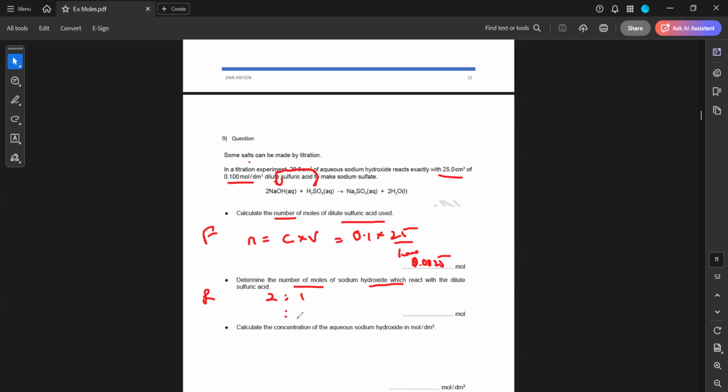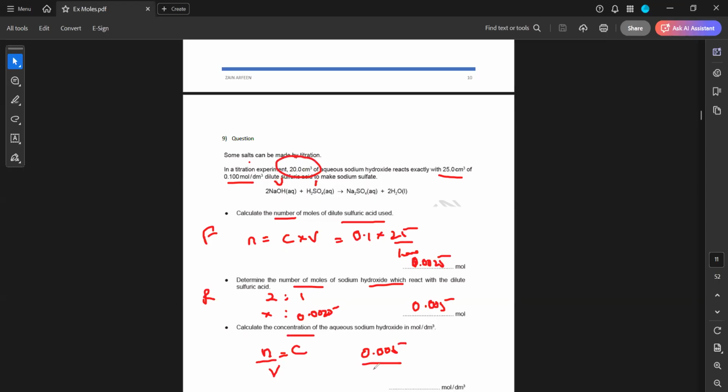So how many moles of sulfuric acid do we have? 0.0025. So this will be X. So this will become twice of it, so 0.005. And then if we need the concentration, it's moles divided by volume. 0.005 are the moles and the volume of sodium hydroxide is given as 20.